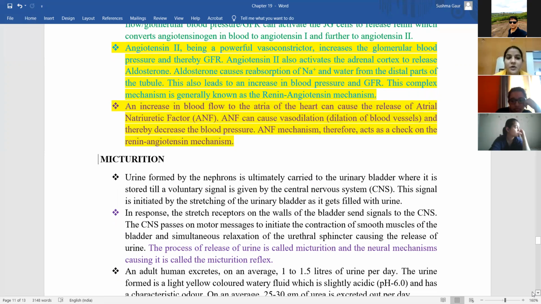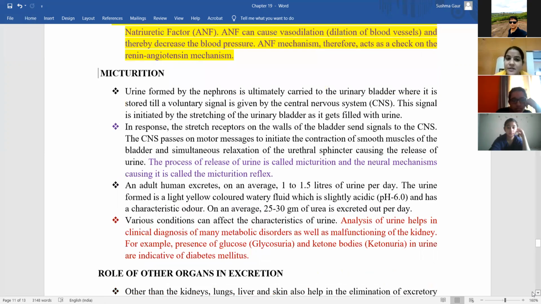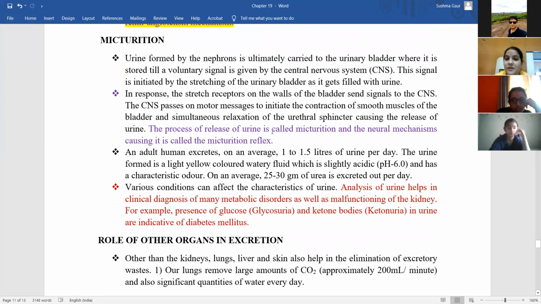Okay. So micturition. What is micturition? It is the process of release of urine, and the natural mechanism causing it is known as micturition reflex. The process of release of urine from our body is known as micturition. So urine formed by nephrons is carried through the collecting duct to the urinary bladder, where it is stored until a voluntary signal is given by the central nervous system.